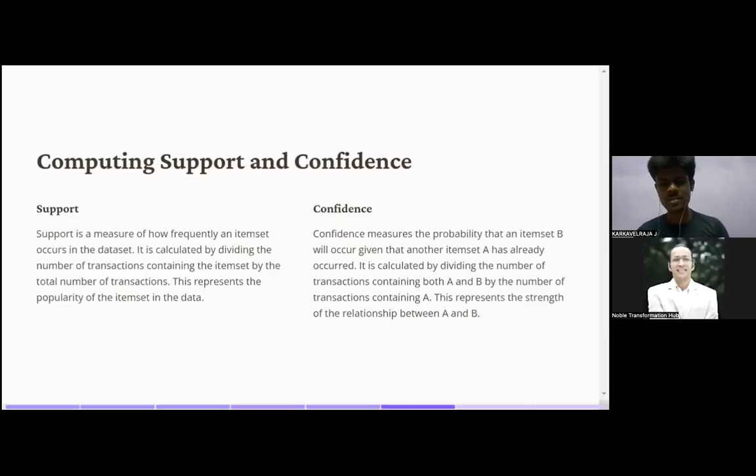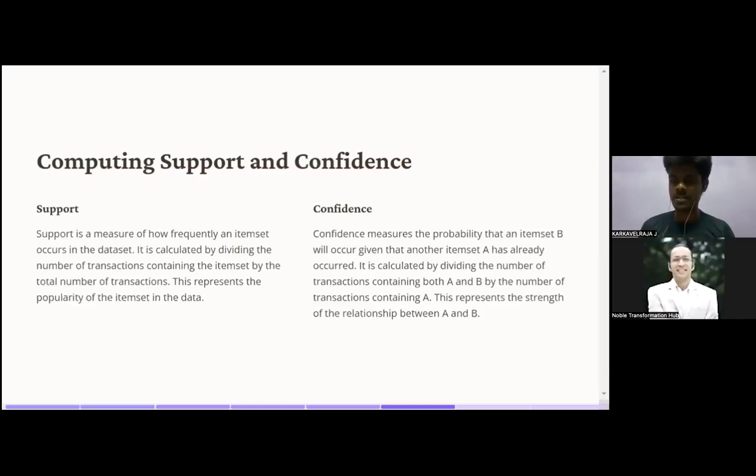What is confidence? Confidence measures the probability that an item set B will occur given that another item set A has already occurred. This is calculated by dividing the number of transactions containing both A and B by the number of transactions containing A. This represents the strength of the relationship between A and B. Let's break it up, because I hope it's a bit confusing.